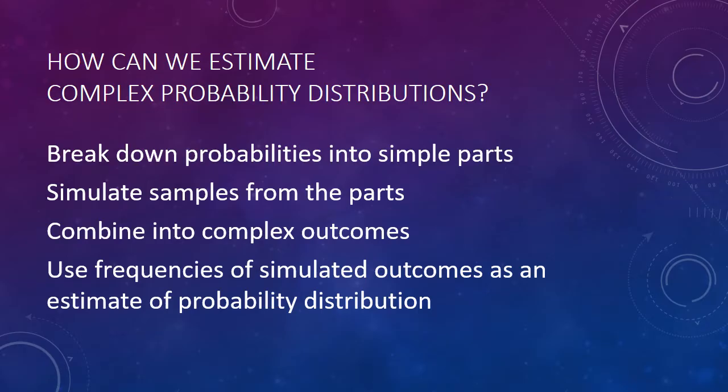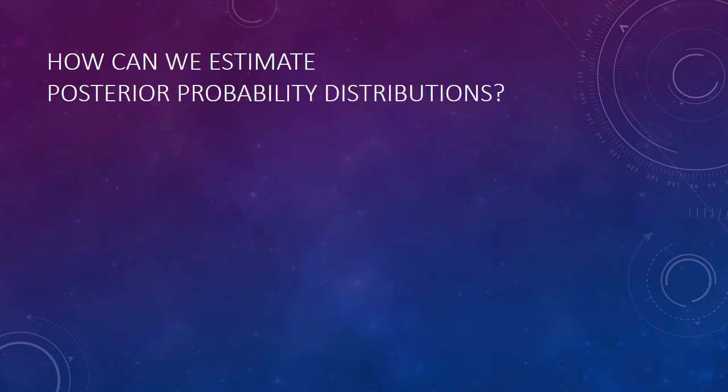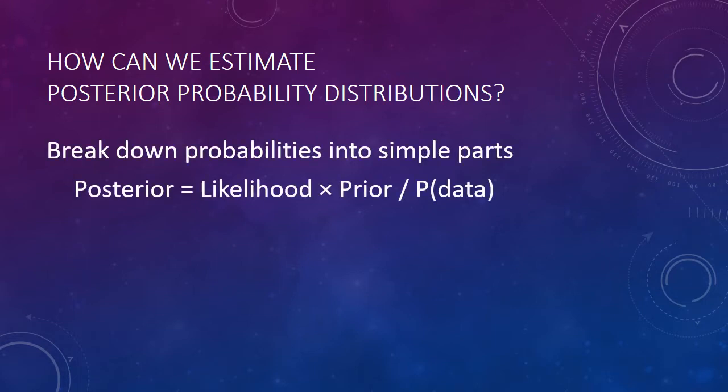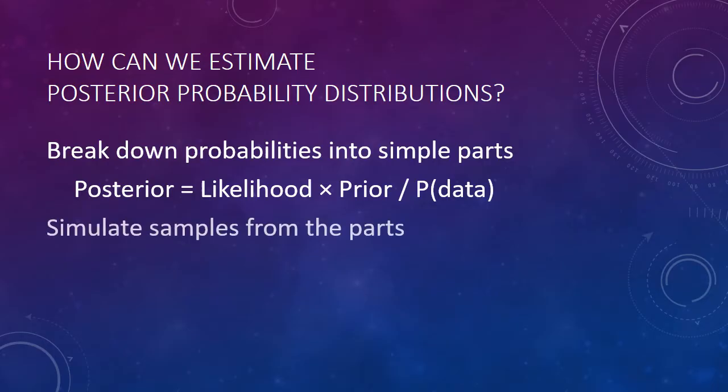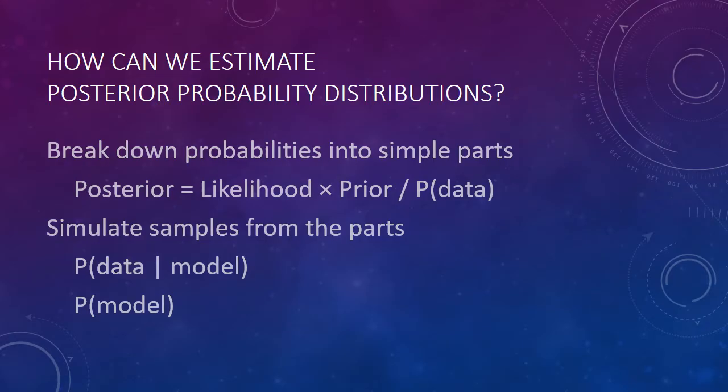To be a little more specific, if the complex probability distribution we're interested in is the posterior, we can break down the posterior into simple pieces using Bayes' theorem. The posterior is simply the likelihood times the prior divided by the marginal probability of the data. Each of these simple parts, the likelihood and the prior, is fairly easy to simulate. Next, we need a way to combine the outcomes from each part, the likelihood and the prior, into complex outcomes.